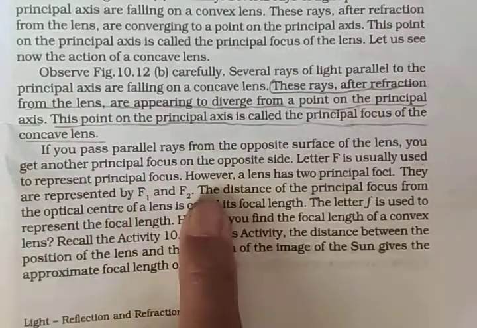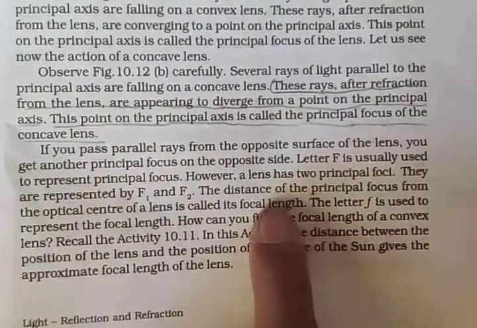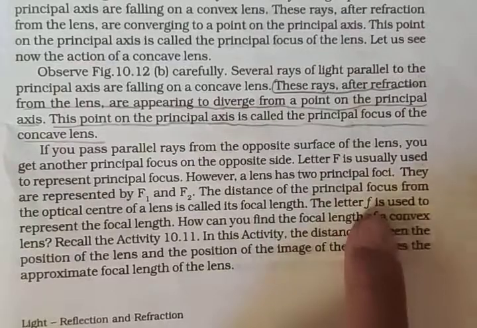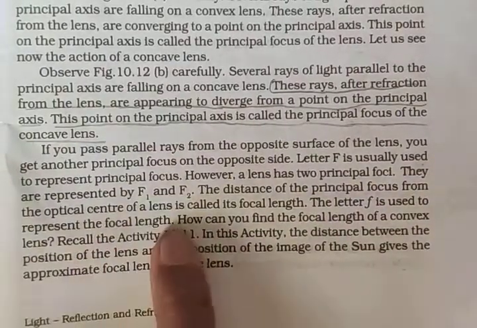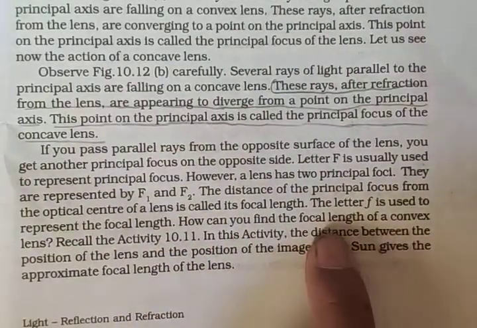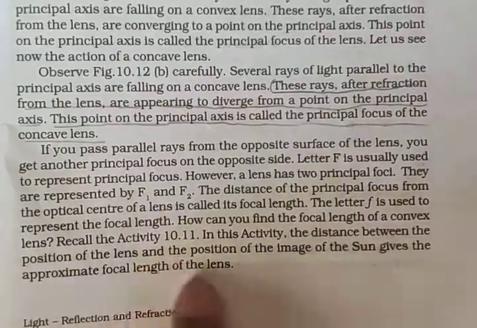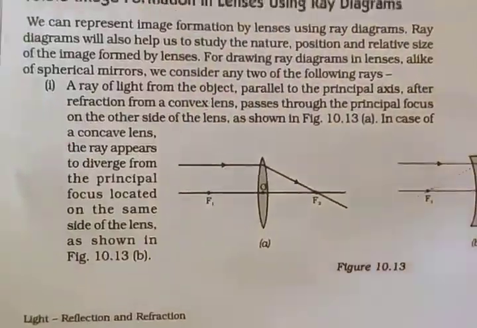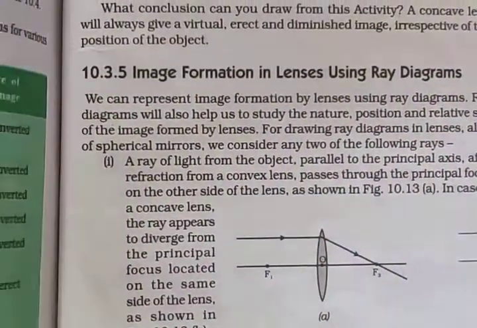A lens has these two, which we represent as F1 and F2, and the distance of the principal focus from the optical center of the lens is called the focal length. F is used to represent the focal length. Based on this, we have to do one activity, that is 10.12. Now going beyond that, let us look at the image formed by a lens.